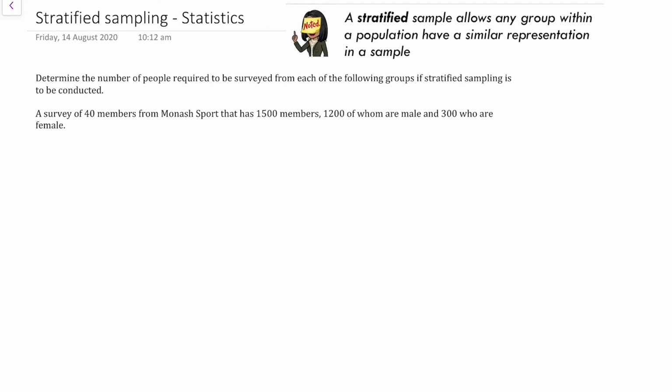So the question here is a survey of 40 people from Monash Sport is required where there are 1,500 members, 1,200 of whom are male and 300 who are female. Now if we deconstruct what each of these elements represent, our males here, that's one of the groups. The 300 females is also another group. This is our sample. And the 1,500 members is our total population.